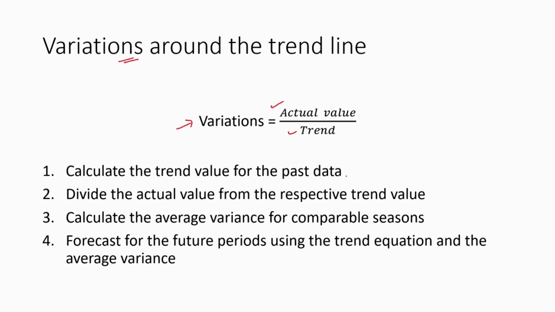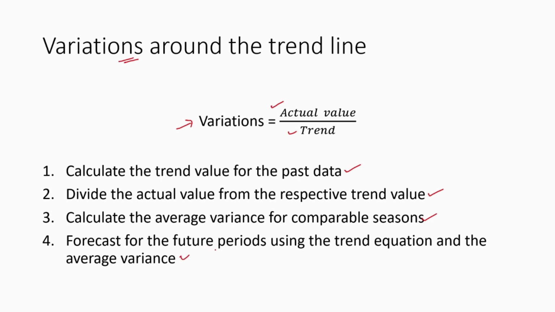These are the steps we have to follow. First, we have to calculate the trend value for the past data. Divide the actual value by the respective trend value. Calculate the average variance for comparable seasons.